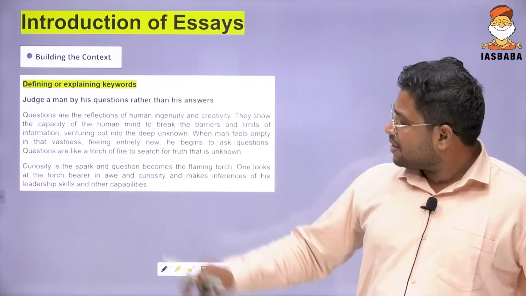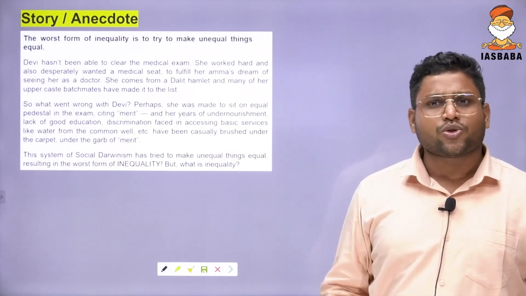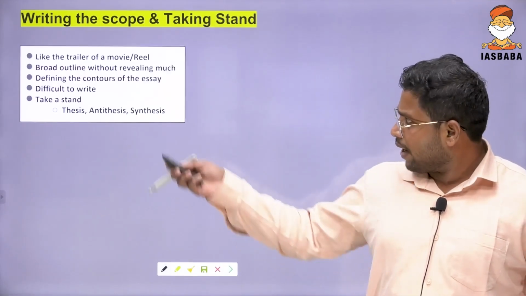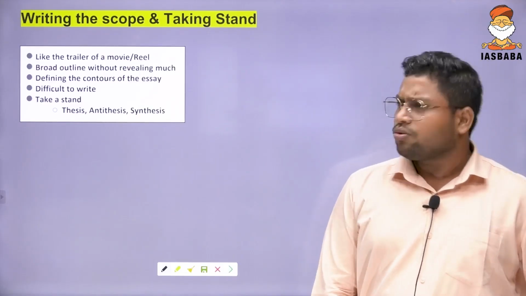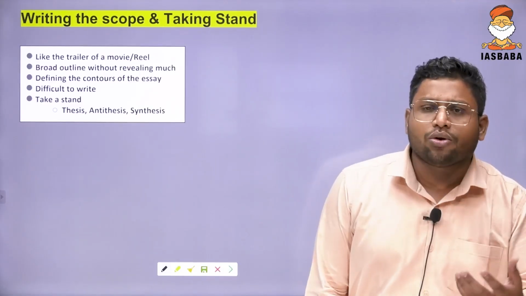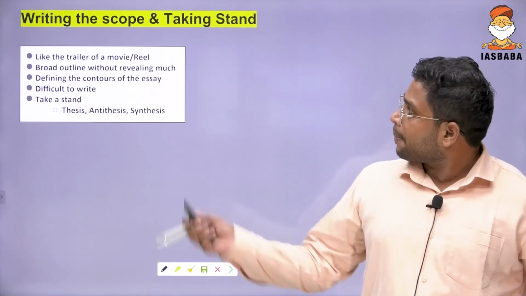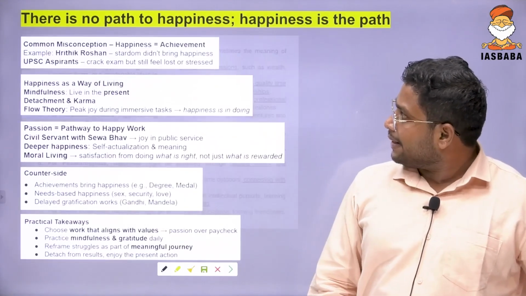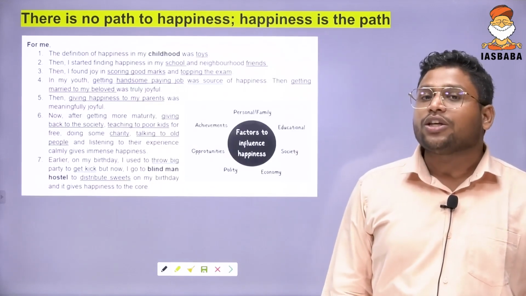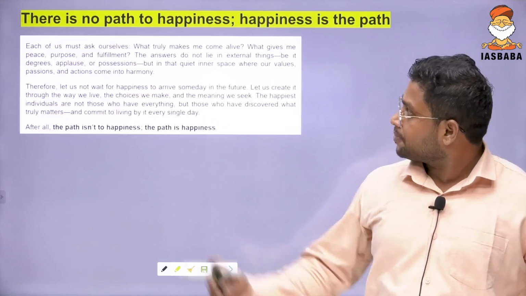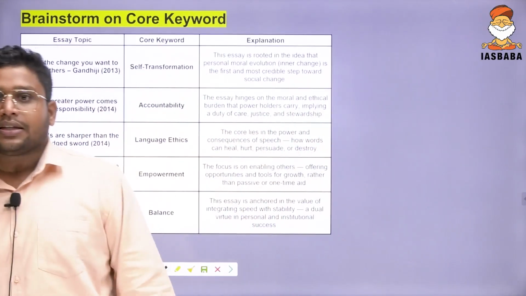Then an easier way is to define or explain some keywords. We studied some stories, anecdotes also. My personal favorite is story and anecdote. That looks good. Do one thing, in one essay use an anecdote, in another essay use some other method. That would also look good. Okay. Then we discussed this essay in detail, and you have substantial content for any topic or any question related to happiness. Okay. And we tried to brainstorm on a few of these quotes.